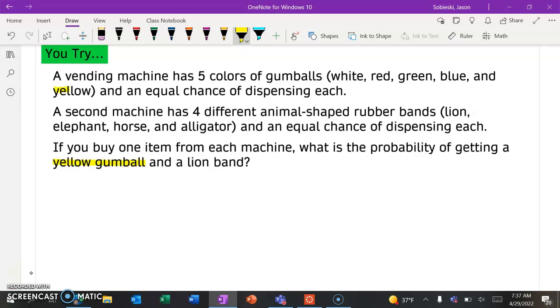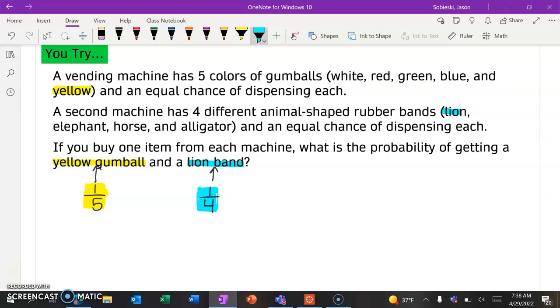So let's go back. We need to find the chance of getting a yellow out of all the gumballs. Well, 1 of the colors was yellow out of 5 total colors. So that probability would be 1/5. And then second, getting a lion band. Well, there were 4 types of animals. 1 of them was a lion band. So that would be 1/4.